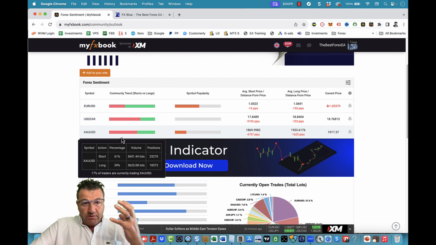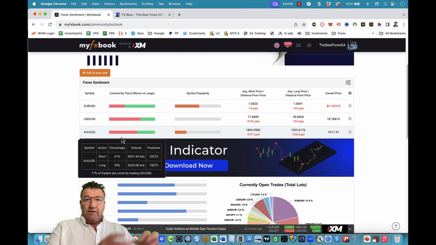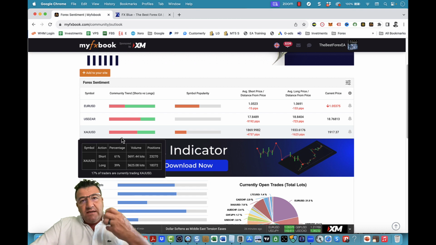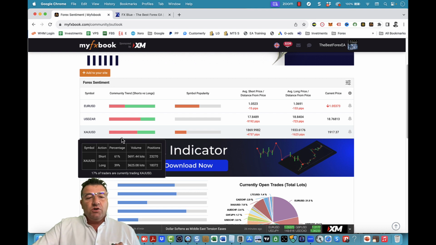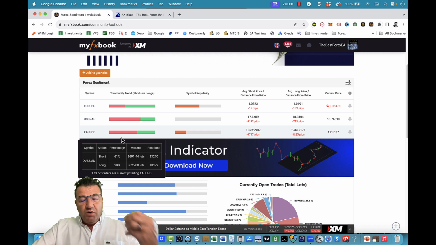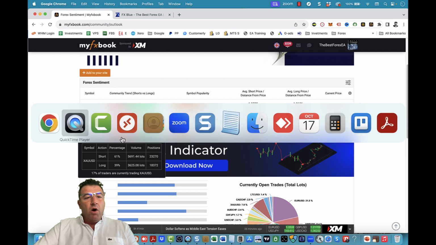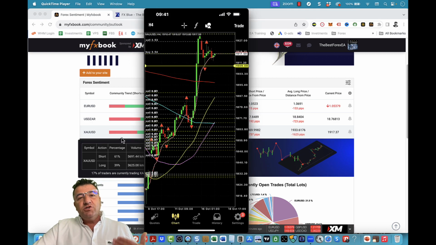So how is this data accumulated and analyzed by MyFXBook? All the retail traders, us, are connecting our Forex accounts to this aggregator. The data is automatically uploaded to the MyFXBook servers, and then MyFXBook takes that data and spits out the information of what the retail traders are doing. As you can see, 61% of retail traders using MyFXBook are short. Now the question is, why are they short when the market is long? Why are the retail traders trading against the trend?